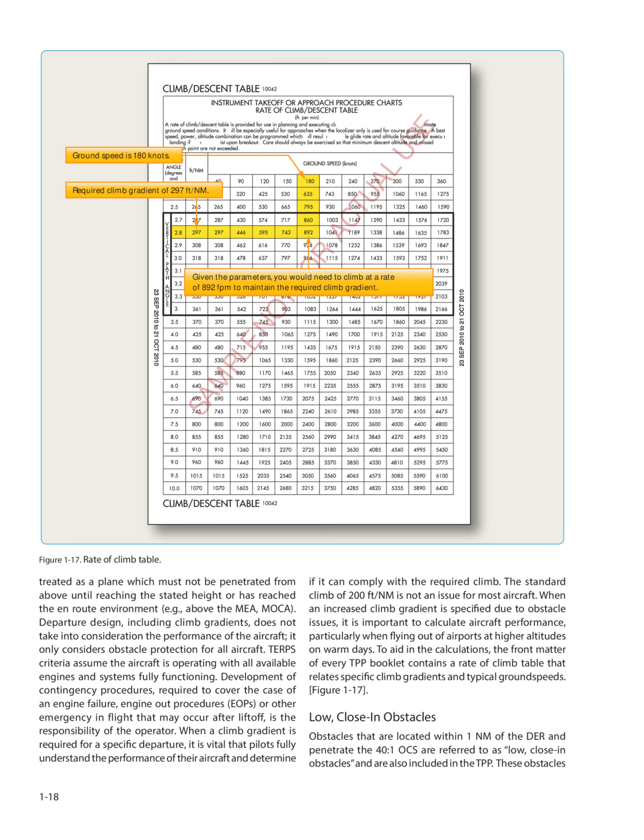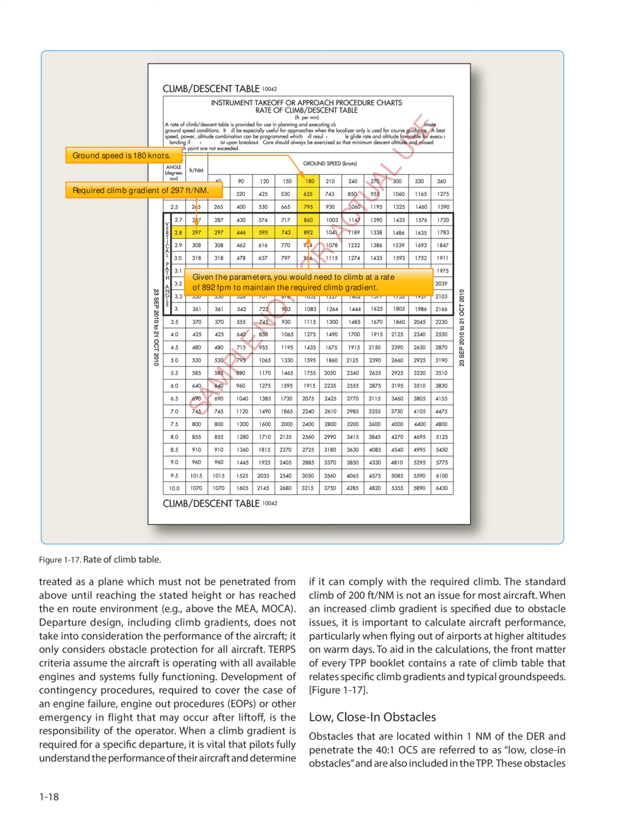The standard climb of 200 feet/nm is not an issue for most aircraft. When an increased climb gradient is specified due to obstacle issues, it is important to calculate aircraft performance, particularly when flying out of airports at higher altitudes on warm days. To aid in the calculations, the front matter of every TPP booklet contains a rate of climb table that relates specific climb gradients and typical ground speeds.